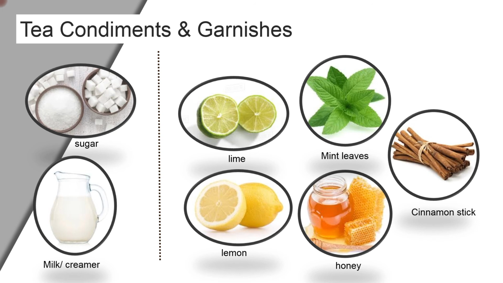Tea condiments and garnishes. And of course, to consume tea, we need sugar and also milk or creamer. Other condiments are lime, mint leaves, cinnamon stick, honey, and lemon. Cinnamon stick and mint leaves can also be used as garnishing to serve tea.